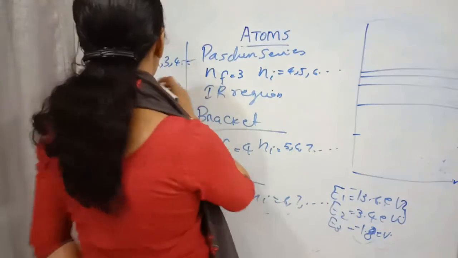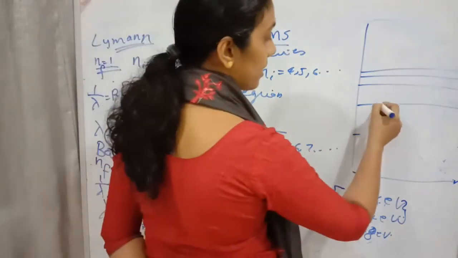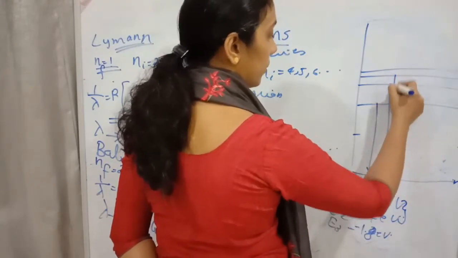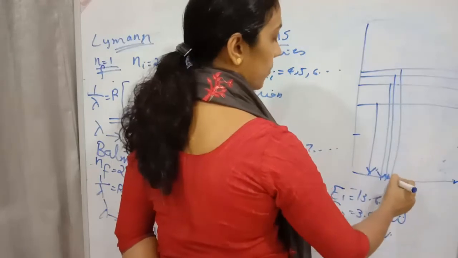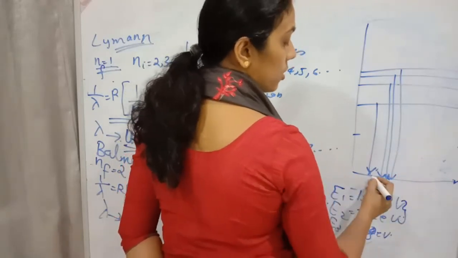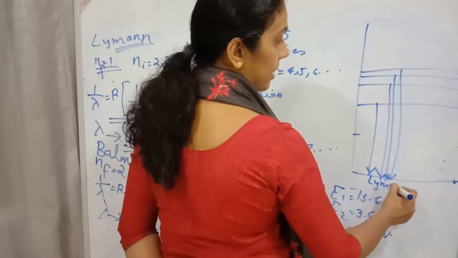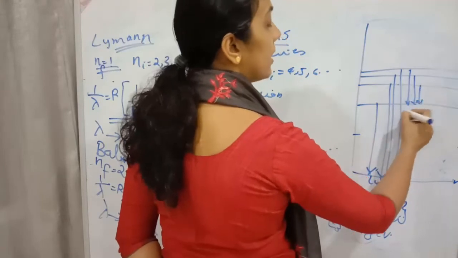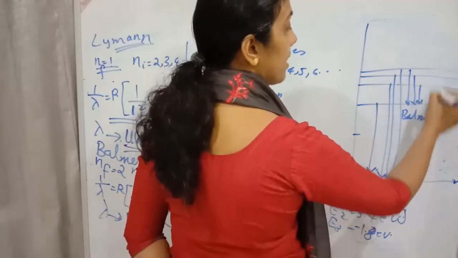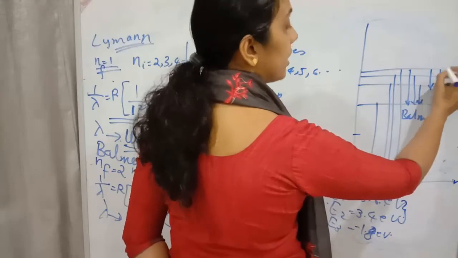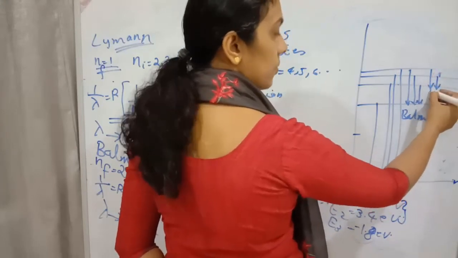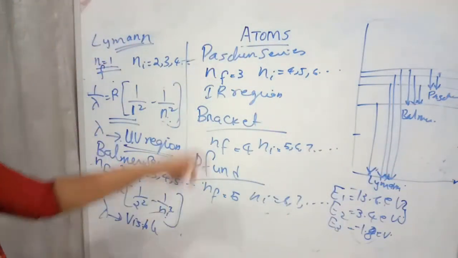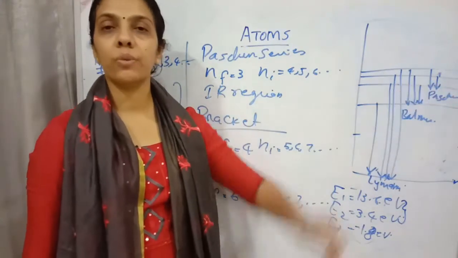So if we want to represent the Lyman series, how will we represent it? From second to first, third to first, fourth to first, fifth to first. If all are coming to the first one, then it comes under the Lyman series. Same way, those coming to the second one come under the Balmer series, and those coming to the third one come under the Paschen series. Like that it will go on.